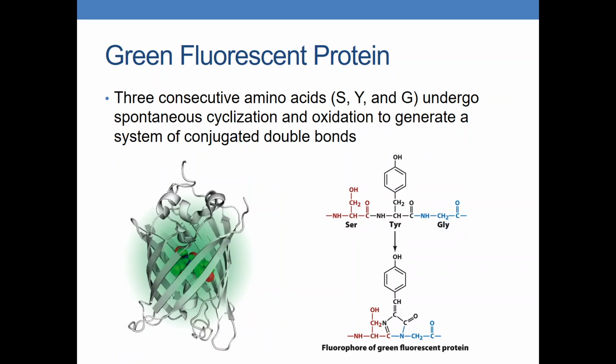Upon initial synthesis, green fluorescent protein is in fact not fluorescent. It is only upon adoption of its final three-dimensional structure, which I'm showing you here, that it becomes fluorescent. So what happens?